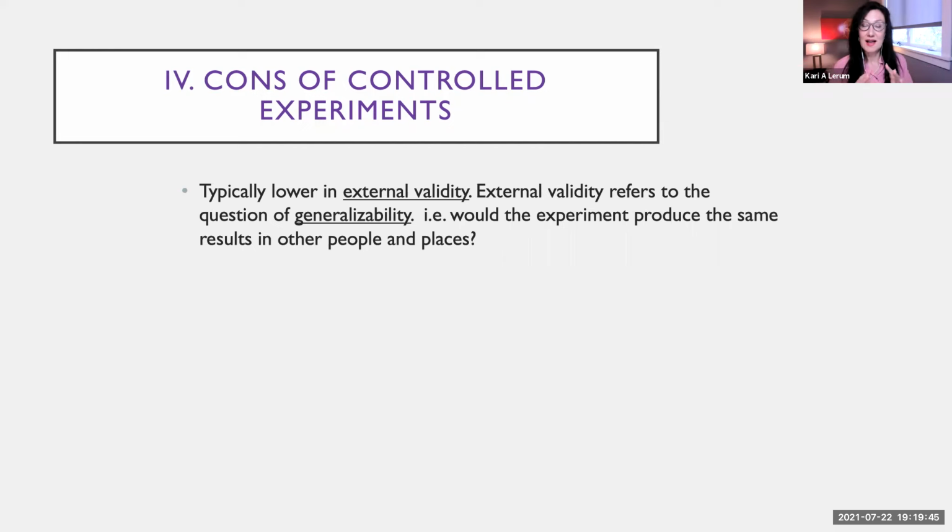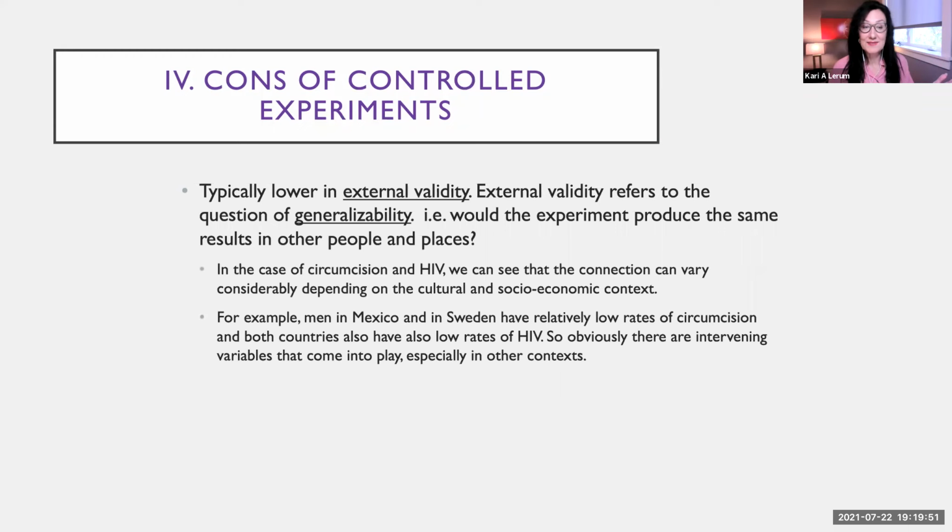And this means how generalizable are they? Would the experiment produce the same results with other people and in other places? In the case of circumcision and HIV, we can see that the connection can vary considerably, for example, depending on the cultural and socioeconomic context. So for example, men in Mexico and Sweden have relatively low rates of circumcision, and they also have relatively low rates of HIV. So obviously something other than circumcision is impacting HIV in those two settings.